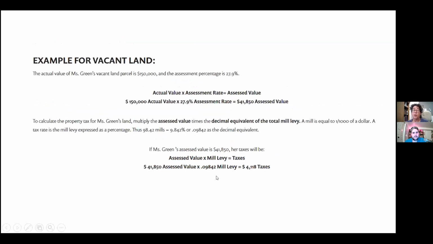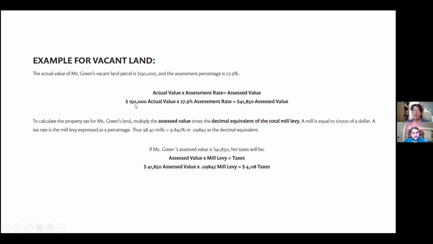That's a residential property. Now I've got one here for vacant land. Remember that we've got different assessment rates. That's the part where the state sets it. Vacant land is much higher. Instead of that 6.765%, it's 27.9%.